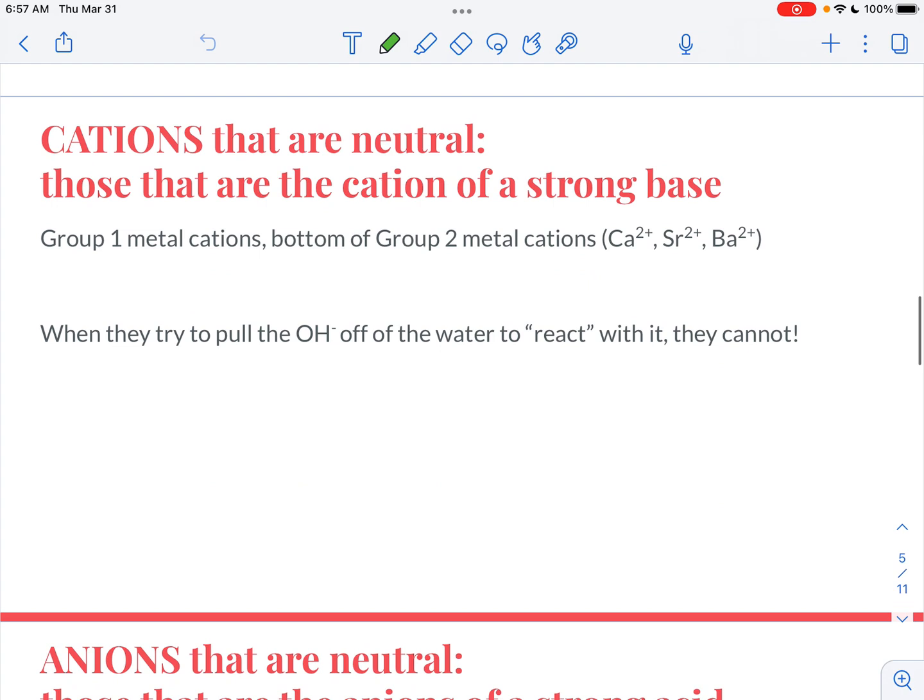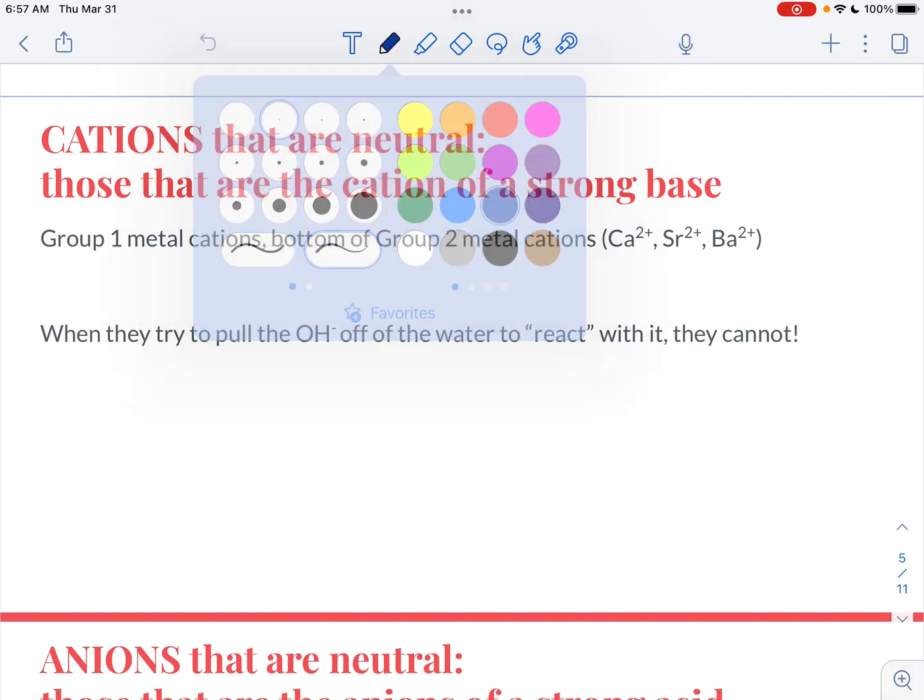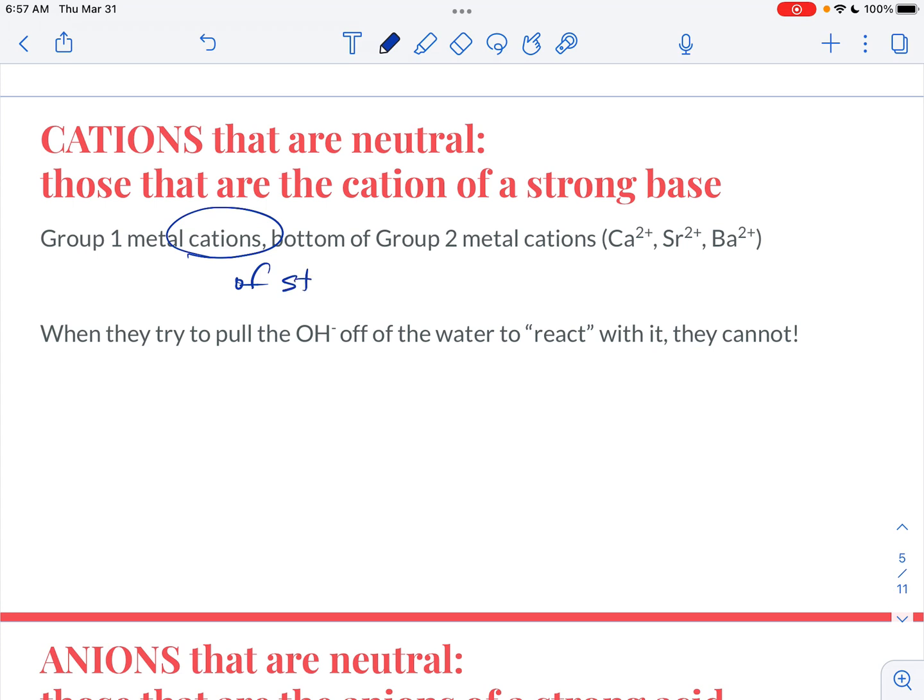So I divide cations into two categories, cations that are neutral and cations that are acidic. So you need to make sure absolutely that you know which ones are neutral. So the group 1 metal cations and the bottom of group 2 metal cations are not going to change the pH of water. So notice that these are the cations of strong bases. All right, so in other words, if it made the base, it would be NaOH or strontium hydroxide as such, and those would be the cations of the strong base, right?